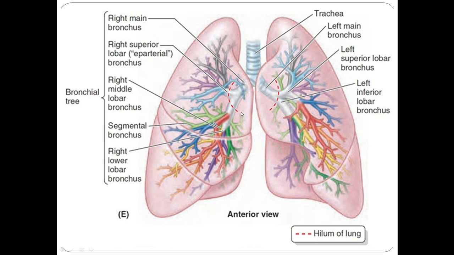Here we can see the two lungs, the right lung and the left lung. And you can see the trachea, which is dividing into right and left main bronchus, or the principal bronchus, or the primary bronchus. And you can see the subdivisions. They divide, redivide and redivide. The dotted red line shows the hilum.